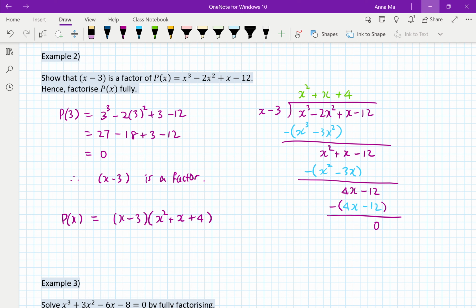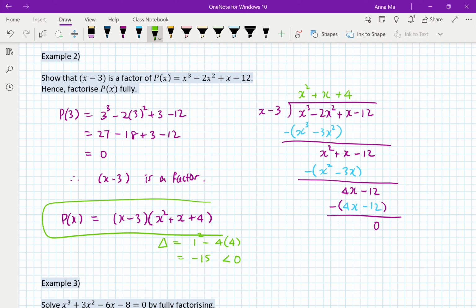Let's quickly check the discriminant. So the discriminant is going to be b squared minus 4ac. So that's a negative number, which means there's not going to be any solutions for it anyways. And there's no solution to the quadratic formula, so you can't factorize that fully. So that is the full factorization for now.